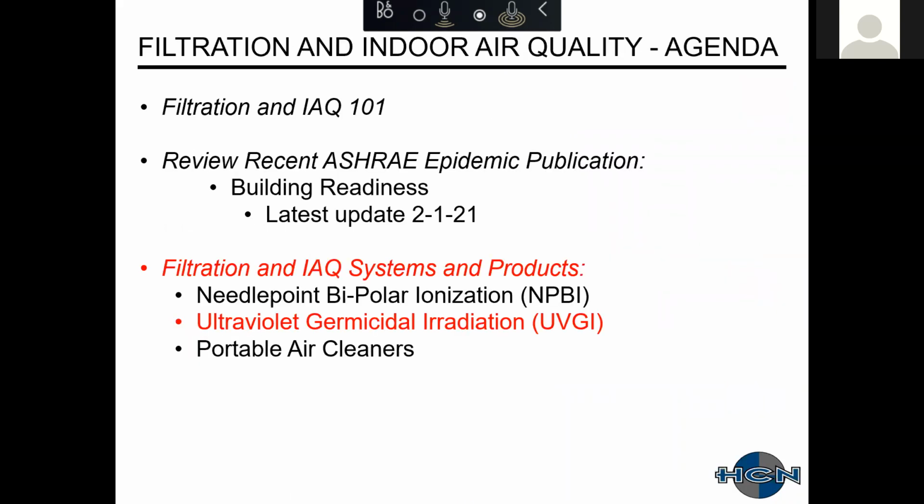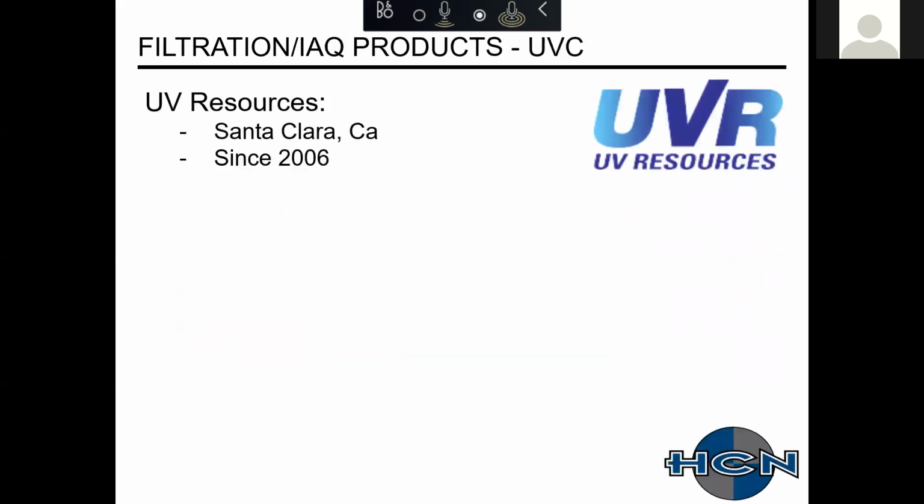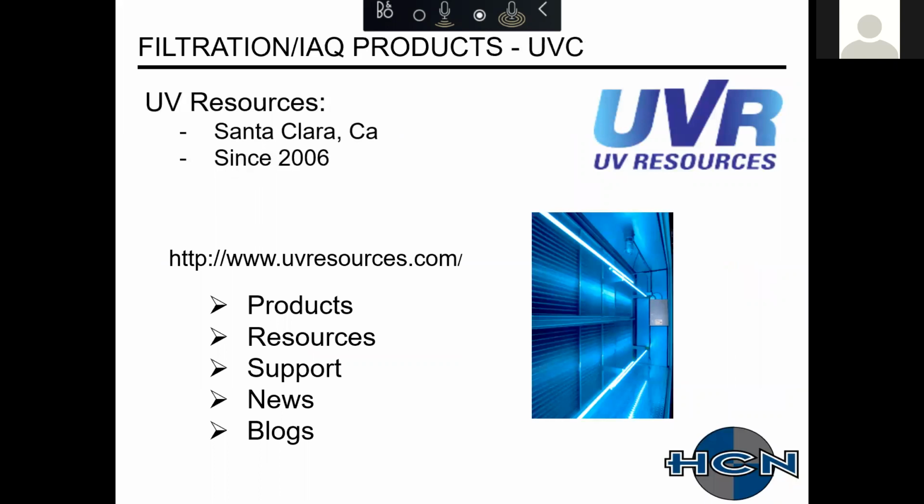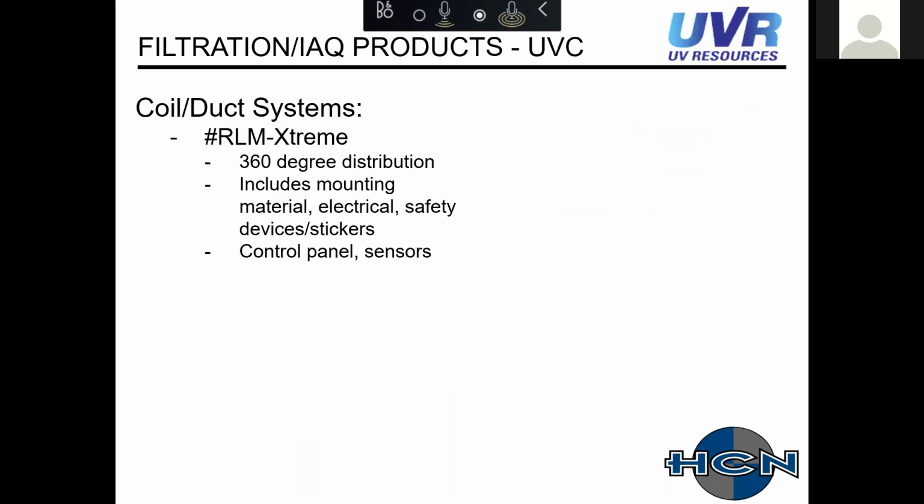Next, let's talk about UVC germicidal irradiation. HC&I represents UV Resources out of Santa Clara, California. They've been around since 2016. UV Resources, as well as GPS, has a good reference library in terms of what products and resources are available or have been in the industry. They have support, newsletters, as well as blogs and articles.